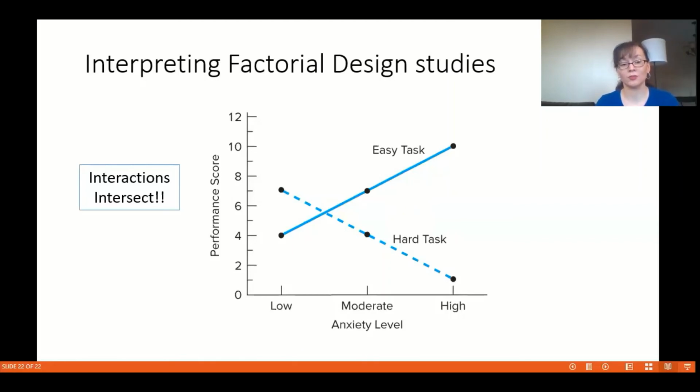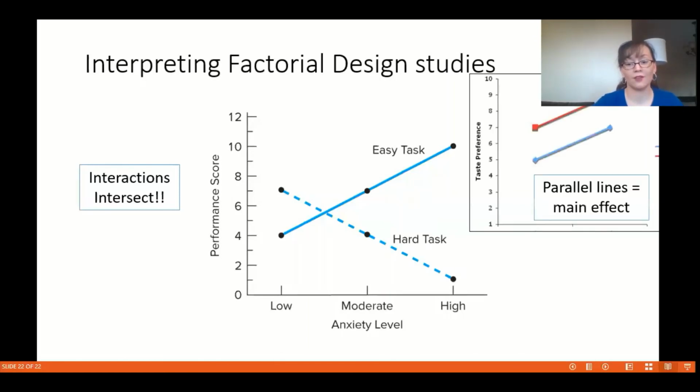The important thing to remember is that interactions are going to intersect. If we have a main effect, we're going to see parallel lines. And so that's the real important thing to keep in mind when you're reading papers, when you're looking at graphs and figures in papers that you might be reading in scholarly journal articles, things like that. You want to pay attention when you're looking at these line graphs. If you're seeing these lines intersecting, you know that you're looking at an interaction effect.